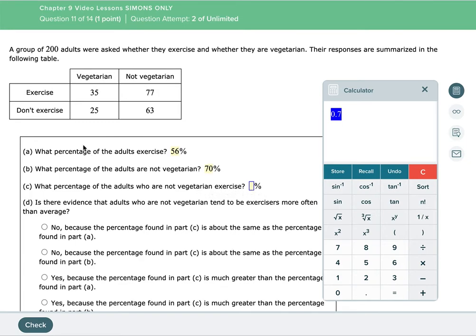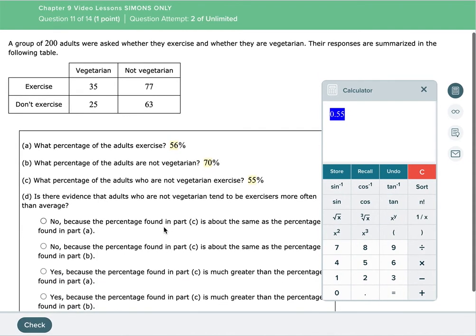What percentage of the adults who are not vegetarian exercise? All right, the percentage of the adults who are not vegetarian. So we look at the not vegetarian column, and we know from the last problem that's 140 people. What percentage of those 140 people exercise? 77, right? So 77 divided by 140 is 0.55, right? So move that decimal point over 2 spaces and you get 55%.